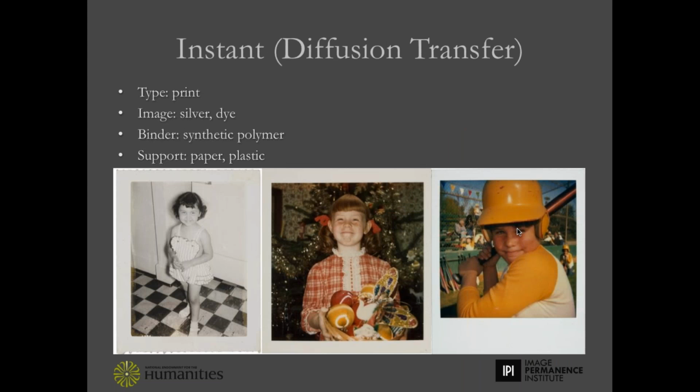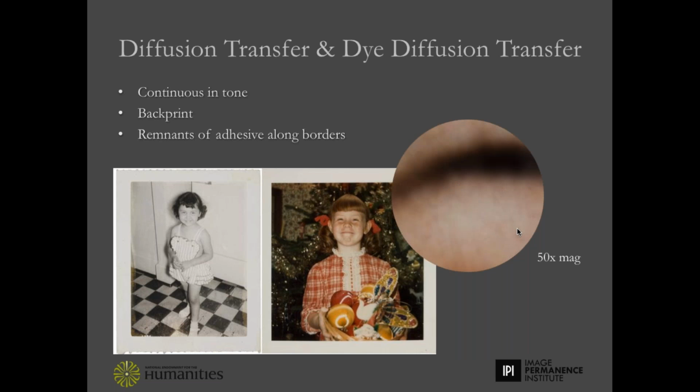Our final process is diffusion transfer. I'm not going to go too far into image formation of this process because of time constraints. These prints are most commonly called by their proprietary name of Polaroid, although other companies had used this process. There are silver-based black and white prints as well as dye-based color prints. They're pretty easily identified by a back print, which often says Polaroid or gives a date of manufacture as a number code.